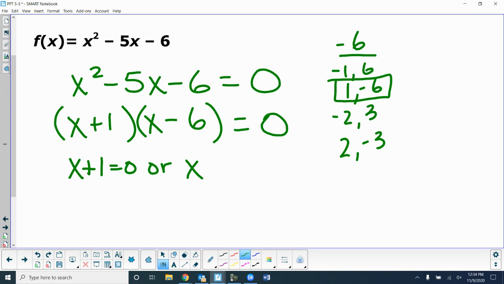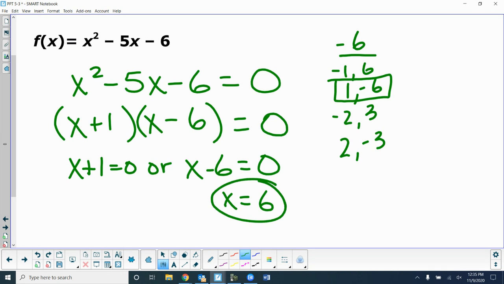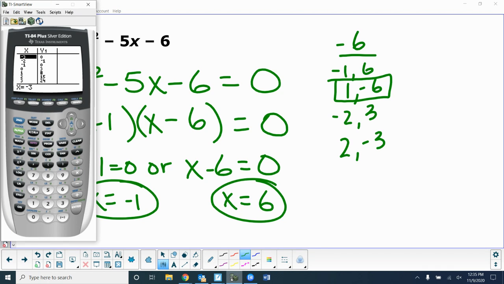And again, once you start doing this, once you got it here, you're going to be able to tell me what the two answers are, right? What's this answer? 6. What's this one? Negative 1. Making sense to you? Again, if you get stuck, what could you do? Put it in your calculator. Just put it in there, right? What is it, x squared minus 5x minus 6?